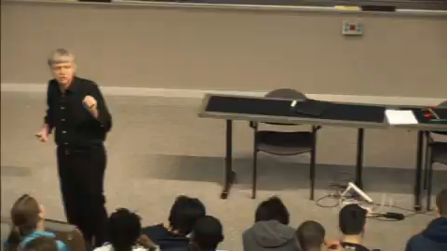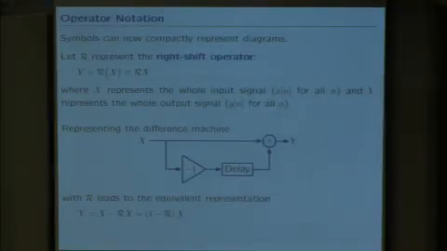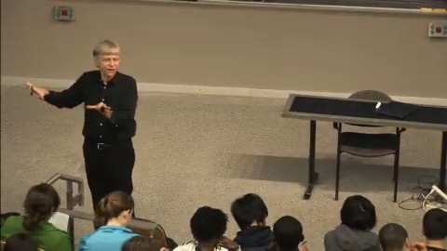To do that, I need a mathematical representation for the delay box. And I'm going to call that R, the right shift operator. If you apply the right shift operator to a signal x, it takes the whole signal x and shifts it to the right one. That's all it does. So I'm going to say y equals R applied to x, or more abbreviated, Rx. It simply says let y represent the signal that is the same as x, except every sample is shifted to the right. The entire signal is shifted to the right.